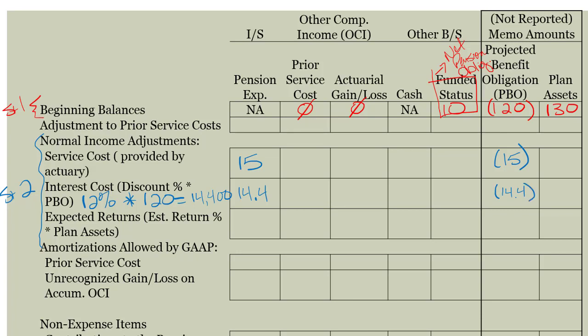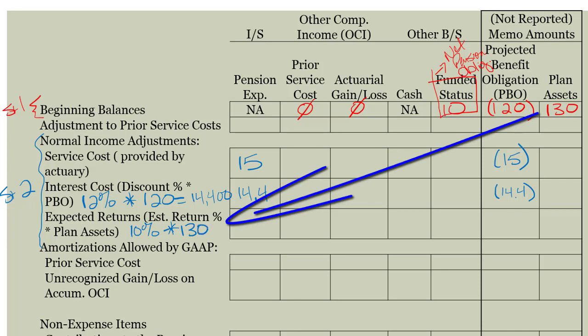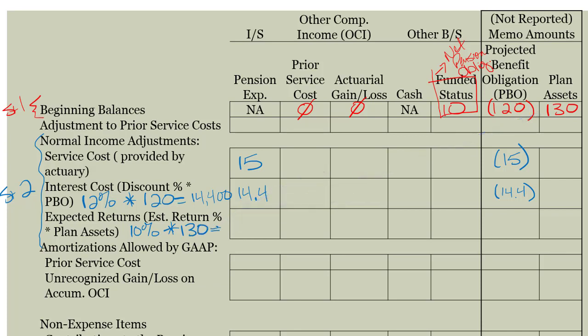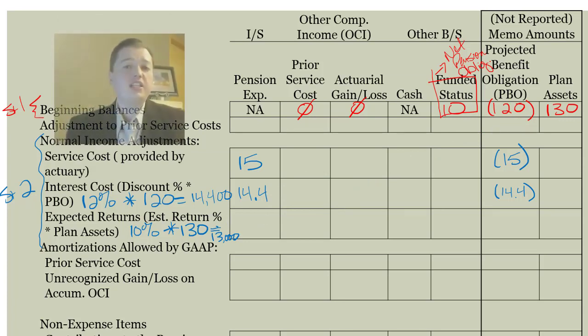Next are my expected returns. And expected returns, again, we get a percentage either that we've come up with or that the actuaries come up with. This is what we think our plan assets are going to make for the year. And in this case, the company has estimated 10% as my estimated return on $130,000 in plan assets. So 13,000 will be my number. Now, what do I do with that 13,000?